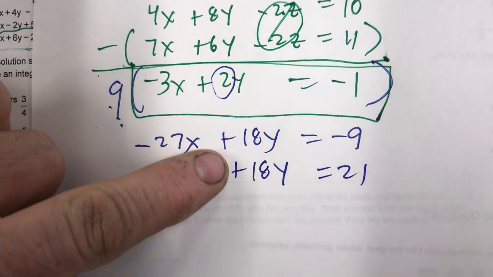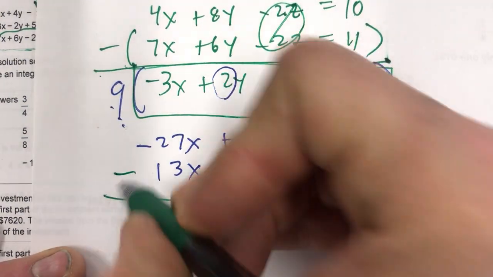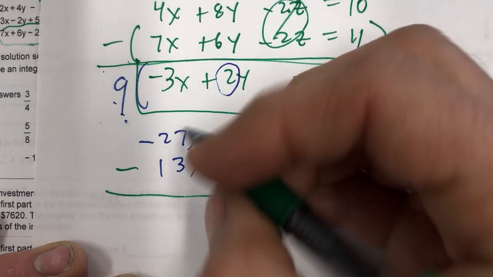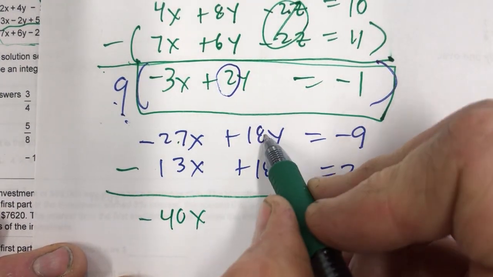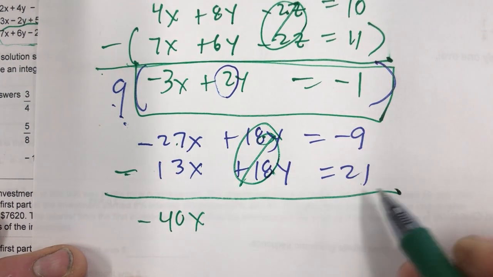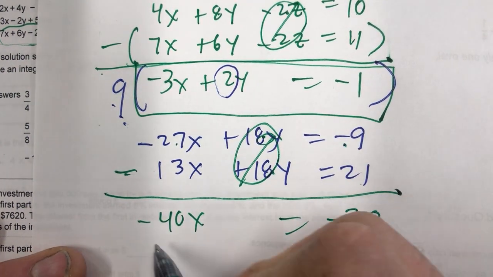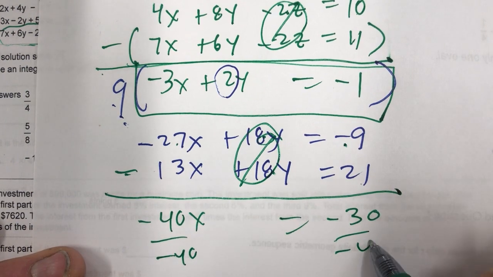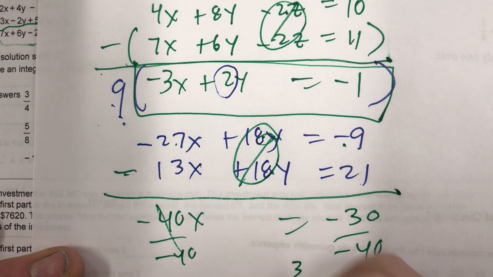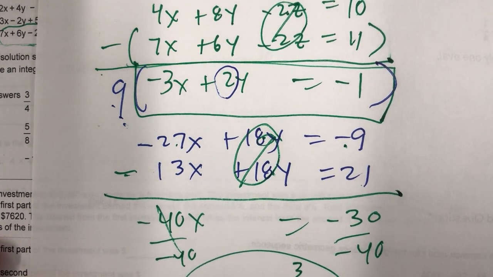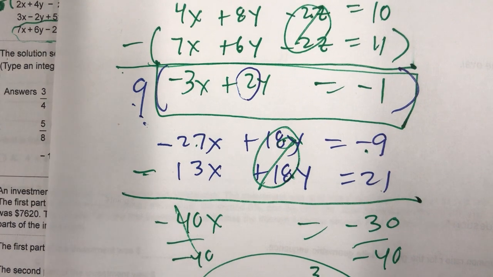And since these are the same, I'm going to subtract. So let's draw a line here and subtract. So negative 27 minus 13 would be negative 40x. 18 minus 18 eliminates. And then negative 9 minus 21 is negative 30. And then divide both sides by -40, and I get 3/4. So x is 3/4. Now I just cheated and looked here, 3/4 is what x is, so I'm in good shape.